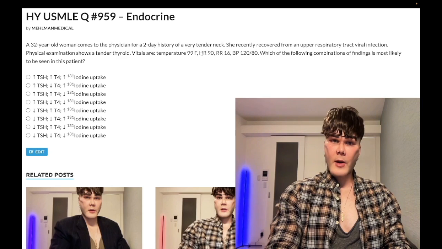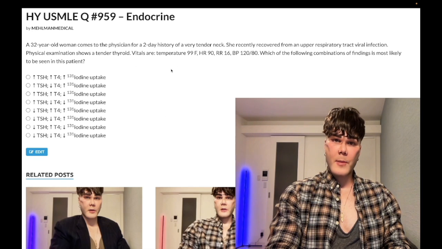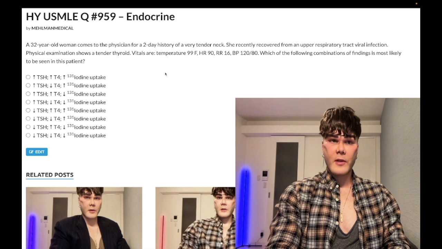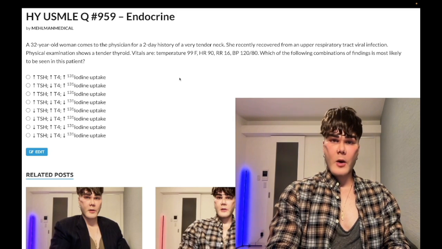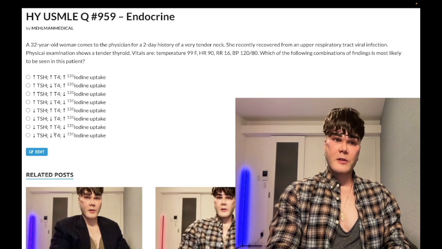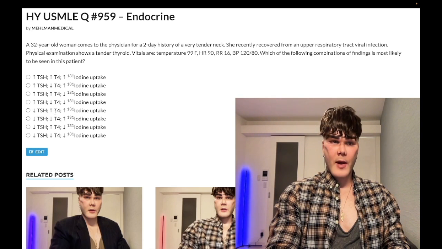So we're hyperthyroid here because we have a heart rate of 90. If we look at the TSH for starters, we know that TSH is going to be suppressed, that this is primary hyperthyroidism. The only way you're going to have an increased TSH in the setting of hyperthyroidism is if you had a TRH secreting tumor of the hypothalamus or a TSH secreting tumor of the anterior pituitary, non-existent on USMLE, okay? So we're going to have increased thyroid hormone, so T4 and T3 would be increased, and that's going to suppress our TSH up top, okay? Negative feedback. So we're looking at answers of down arrow TSH and up arrow T4 here.